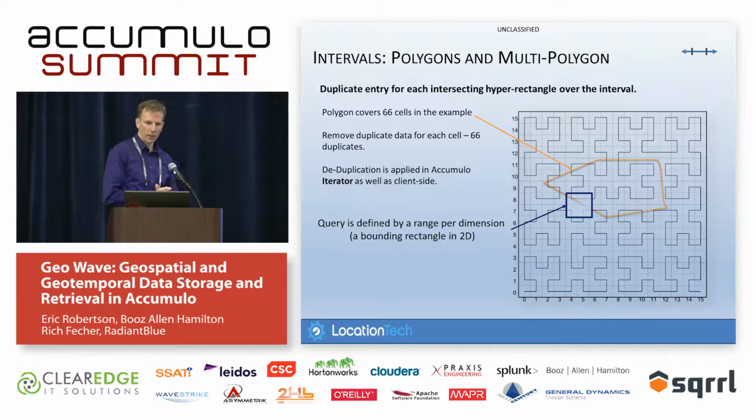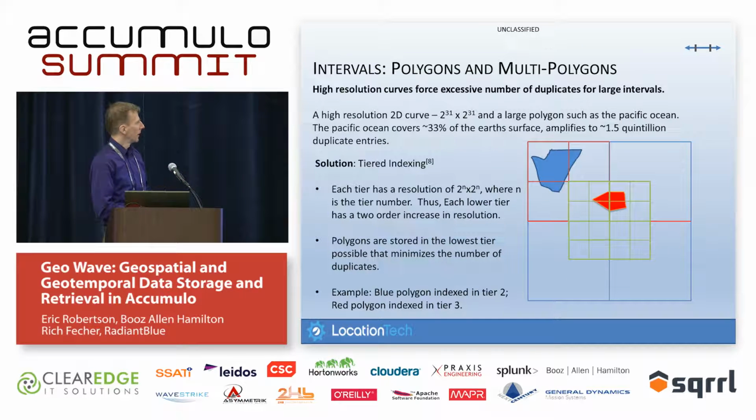So let's look at that a little bit closer. Well, that can be very expensive. You take a large polygon. In that particular case, it's only 66 duplicates. But you take something like the Pacific Ocean at 31 order resolution per dimension. That's 1.5 quintillion duplicates. So we need a solution for that.